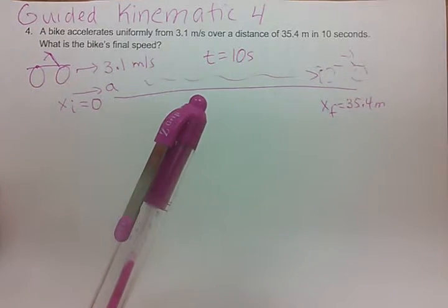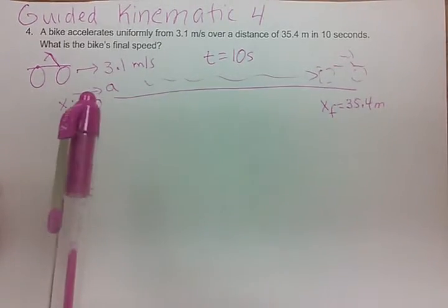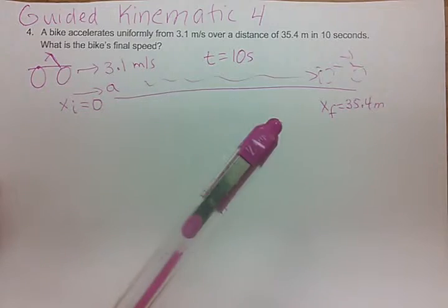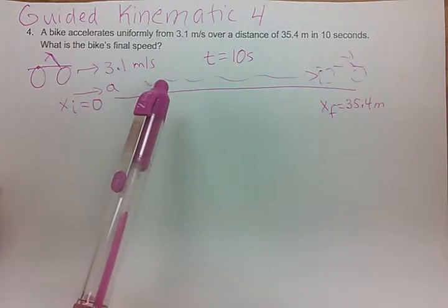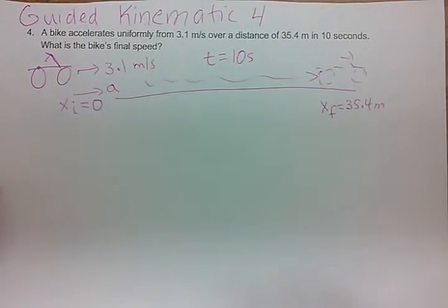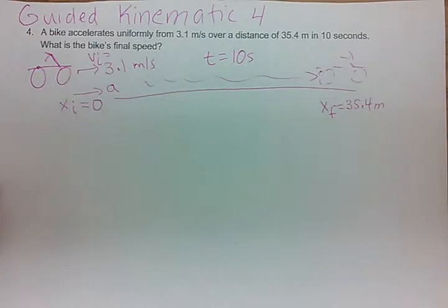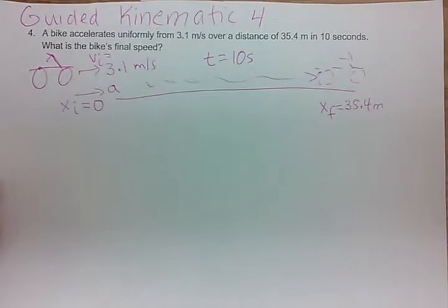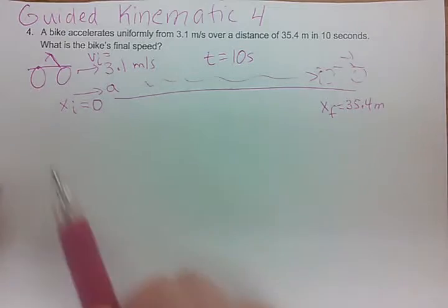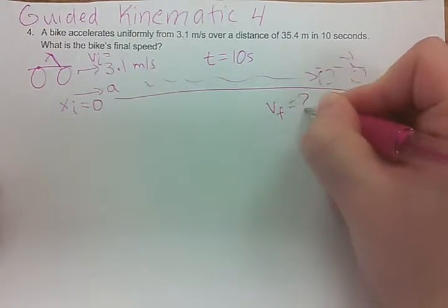So, do we have to convert anything? It looks like everything is in correct units, meters per second, seconds, meters, so we don't need to convert. Next, we need to write down our knowns and our unknowns. We've pretty much already done that. Initial speed is 3.1, initial position is 0, final position is 35.4, the time is 10. What we're looking for is the bike's final speed, so VF equals question mark.